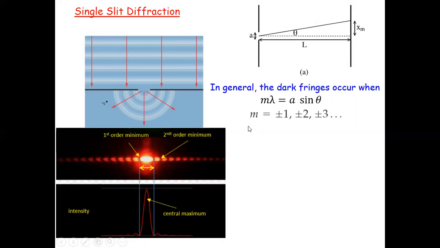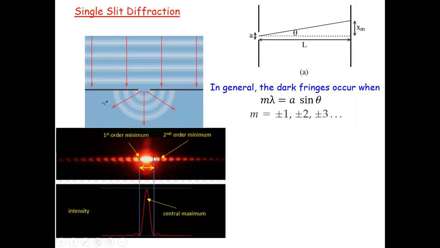So M is the fringe number. Which fringe number? There are so many fringes, right? So here, let's say that's the central maxima. And over here, do you see a dark spot? And then again, a bright spot and another dark spot. Another bright one, another dark, right?